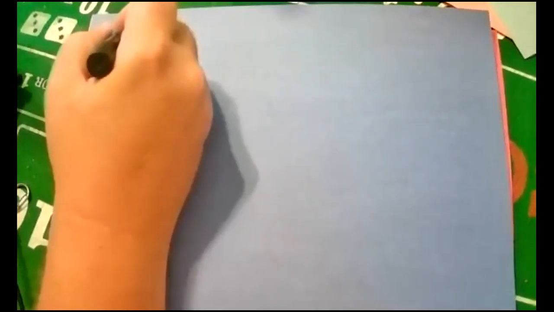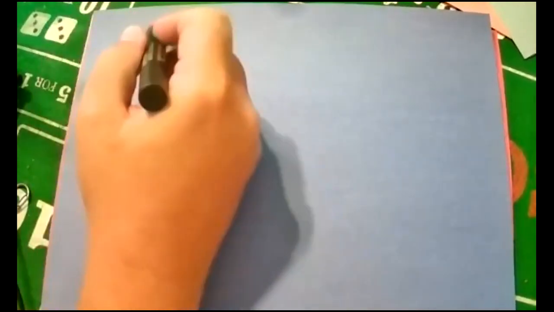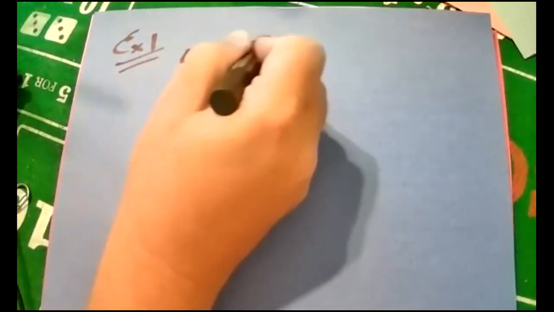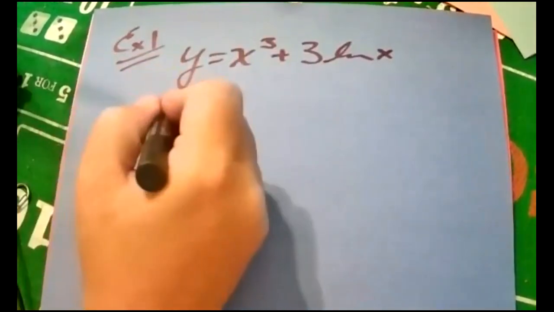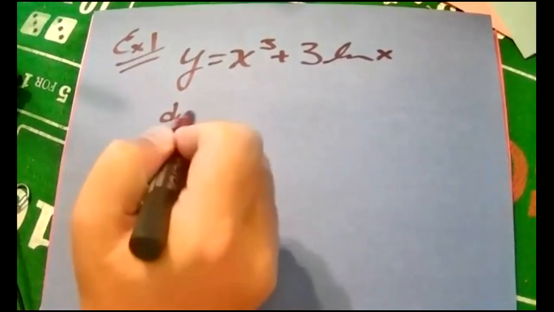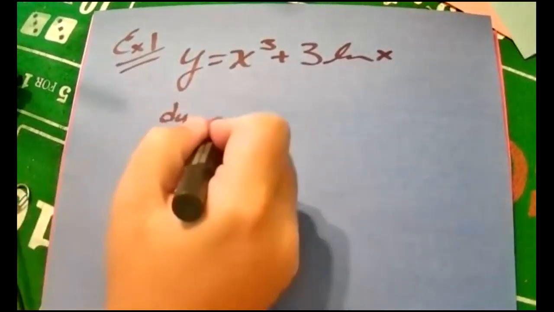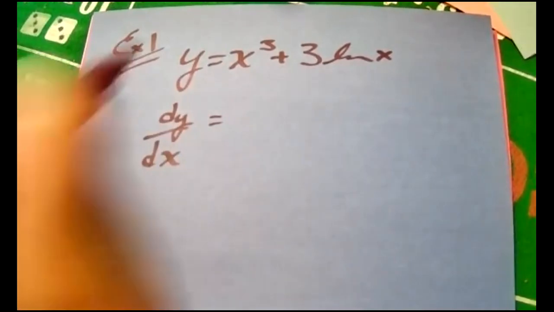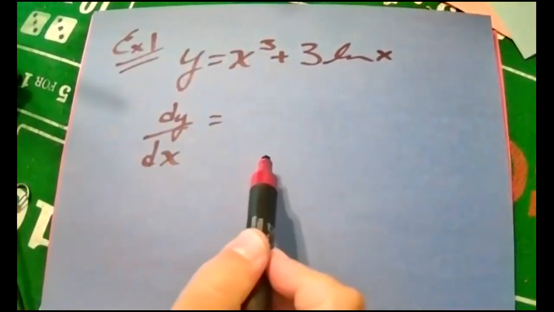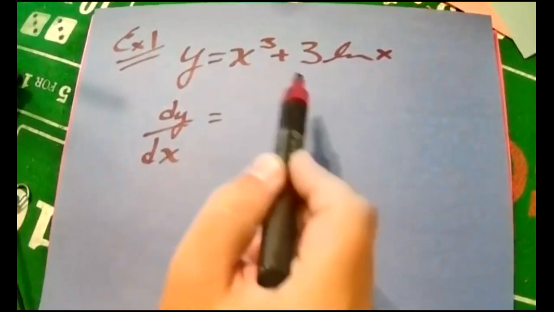Let's do a couple more examples. In your PowerPoint, the next example they're showing, example 1, is y equals x cubed plus 3 natural log x. Find dy/dx. If you want to try to find dy/dx for this function, the way you should begin is by looking at the function and trying to classify it already.